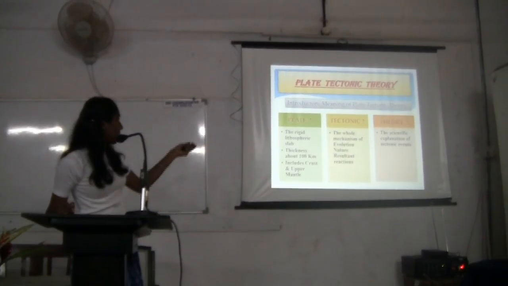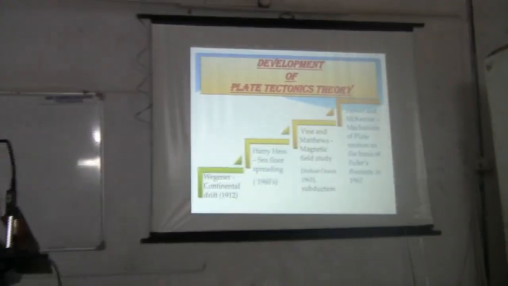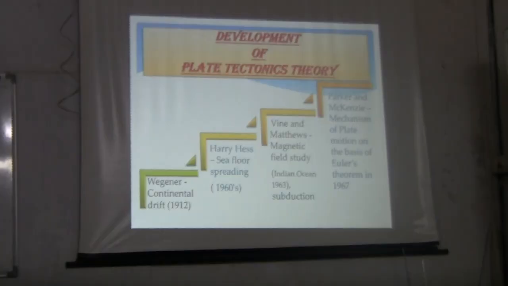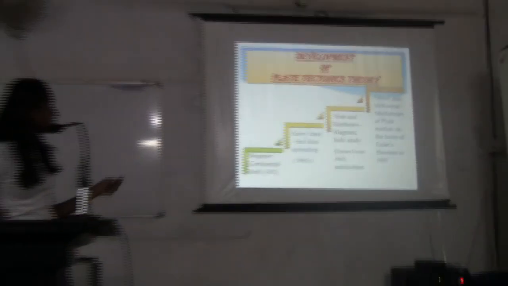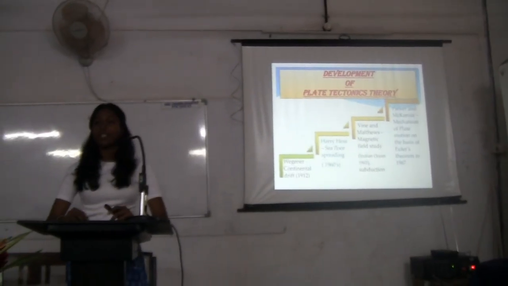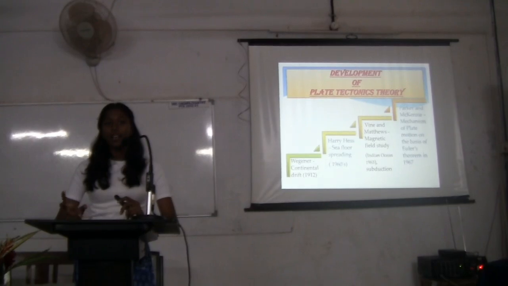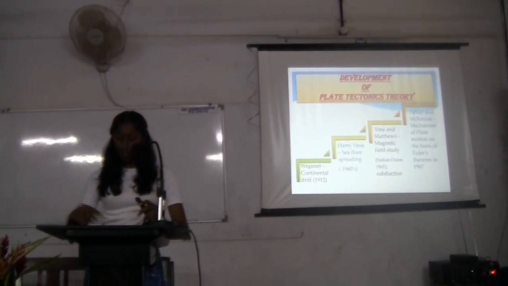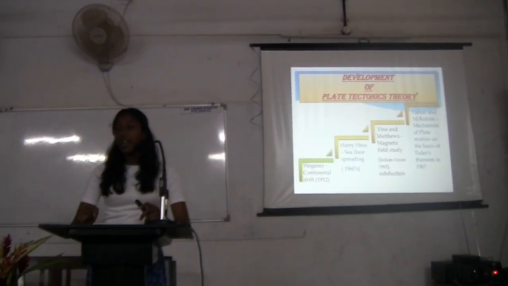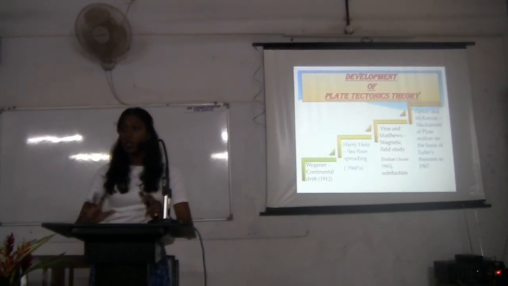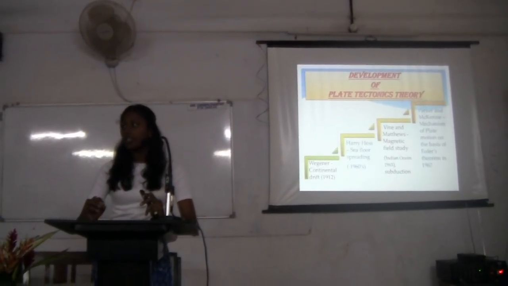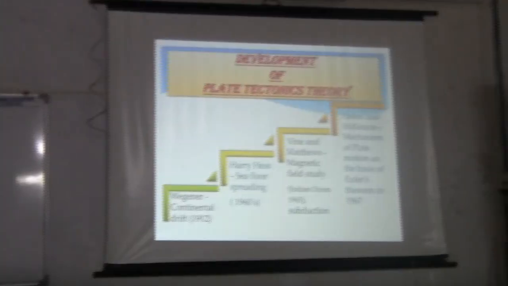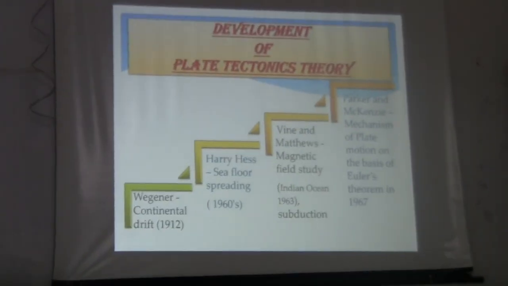So move on to the next slide, which is the development of plate tectonic theory. Here are four major developments by major scientists. The first one is Wegener's continental drift theory. It is a major milestone for plate tectonic theory. He said that once all the continents were together as a supercontinent called Pangea, and slowly they shifted towards the 7 major continents.